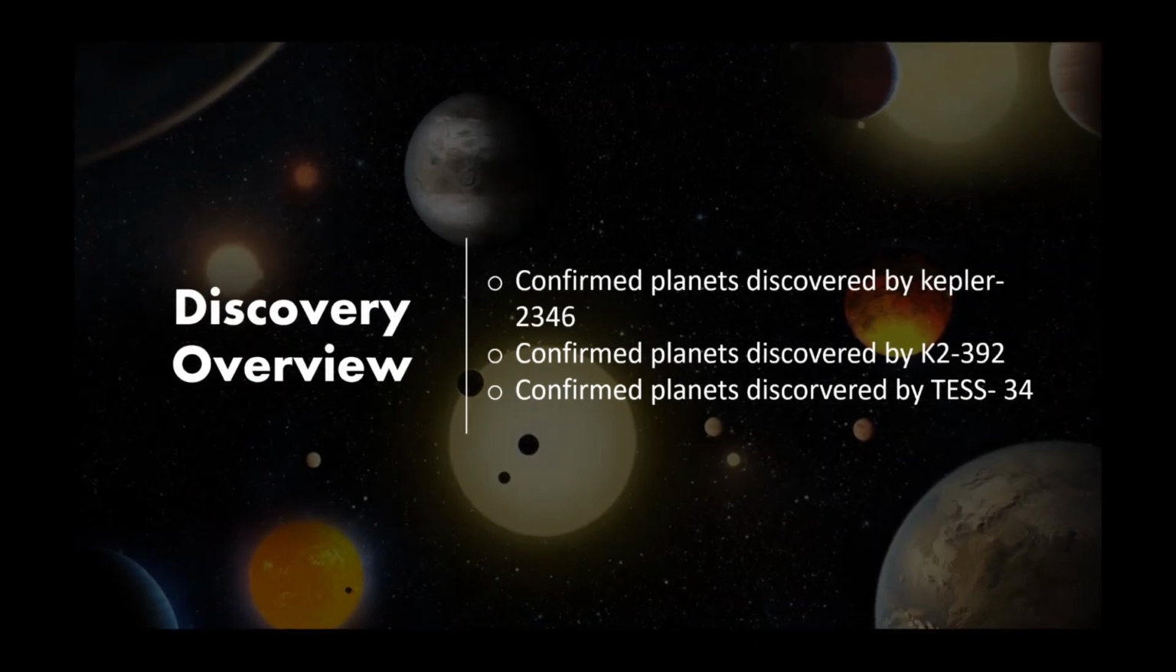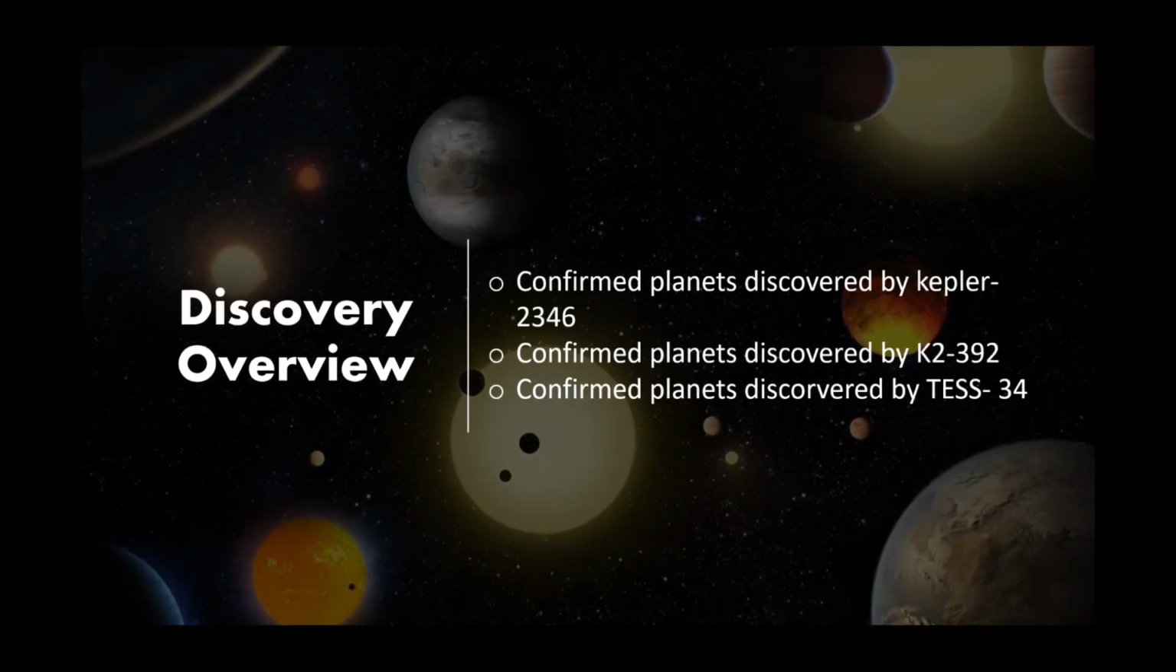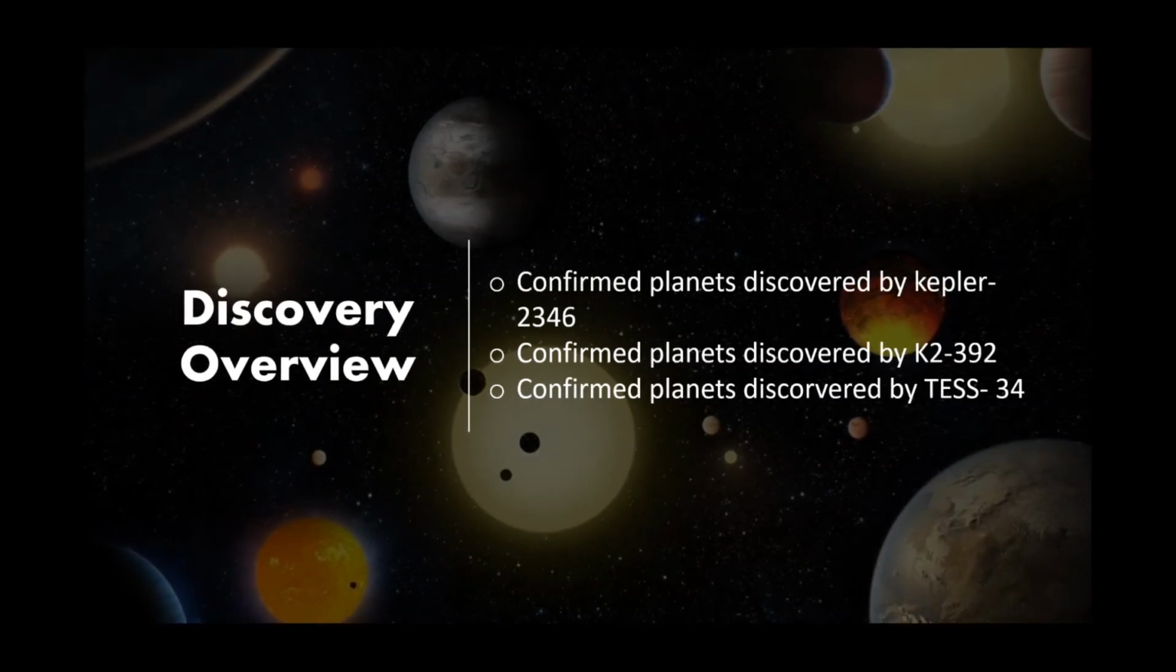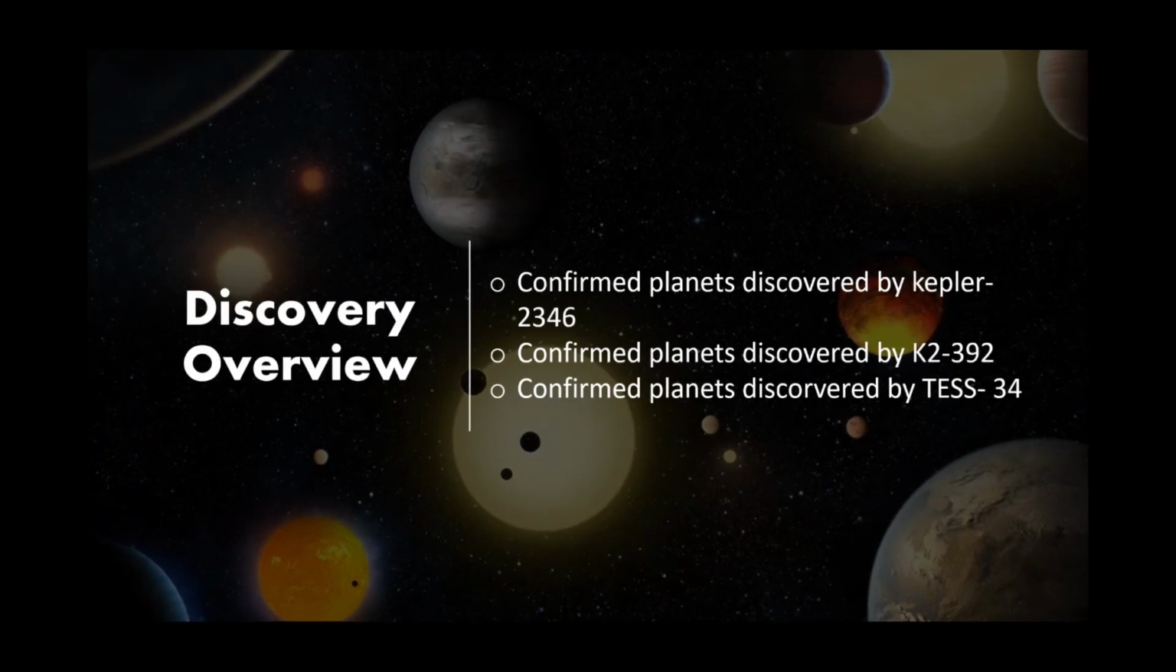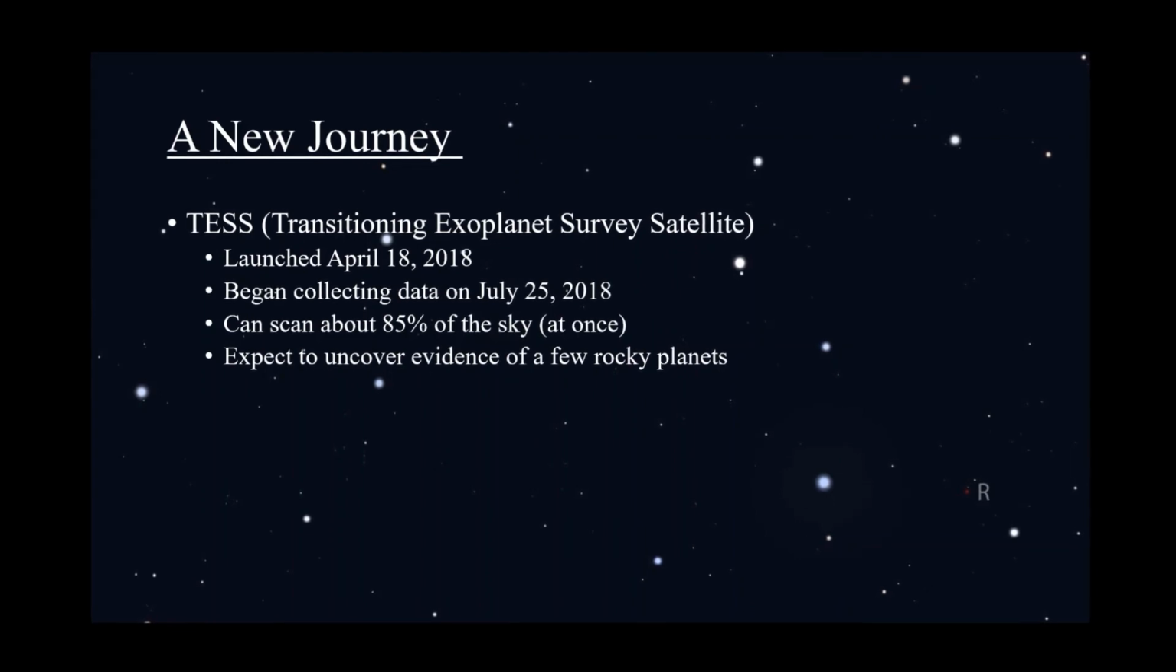NASA confirmed that Kepler discovered 2,346 planets, and K2 discovered 392 planets. Also, there are 34 confirmed planets discovered by TESS, which is still currently exploring and looking to discover more.